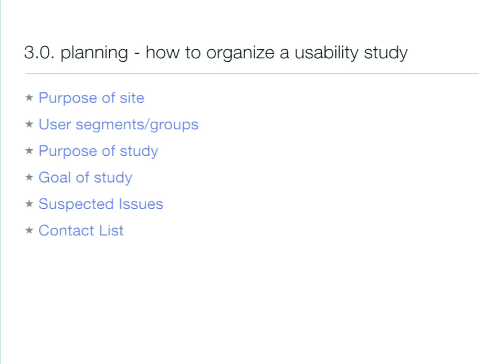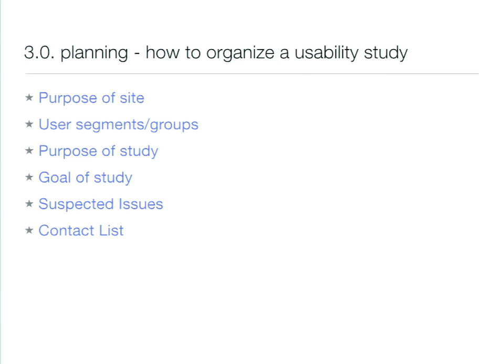So moving on to actually learning how to organize a usability study, we want to find out the purpose of the site, start to segment our audience groups, and find out the purpose of the study. Usually they're coming to you with some sort of question they have, an answer that they need to find, a solution they're looking for. And then the goal of the study might be to find that solution, but to also find some other things on the periphery that people may mention during the study.